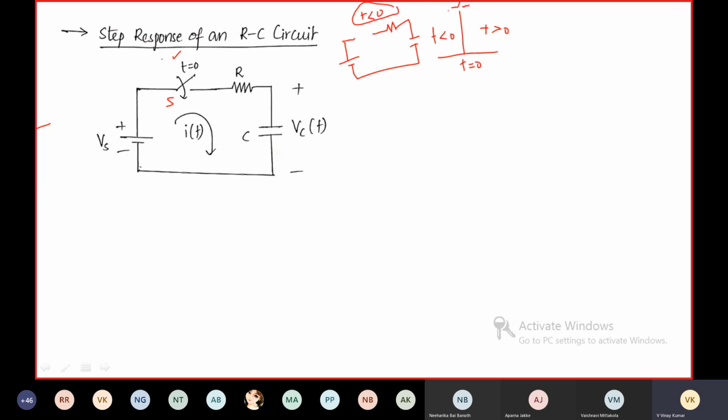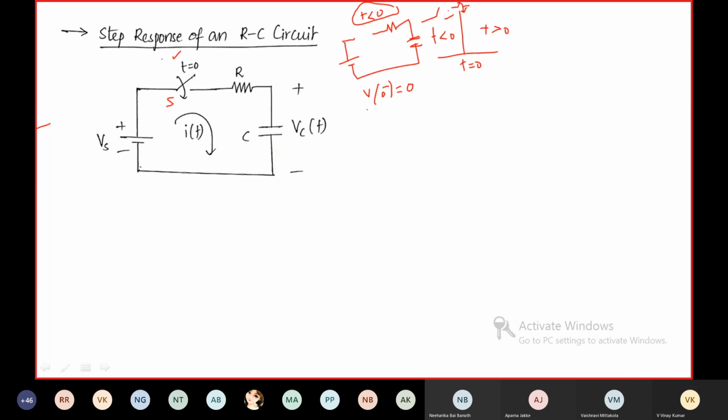Here we are closing the switch at t equal to 0, which means the switch has been open for a long time, right? Then for t less than 0, this will be the circuit. What will be the voltage across the capacitor? The voltage across the capacitor is 0, meaning v(0 minus) is equal to 0.